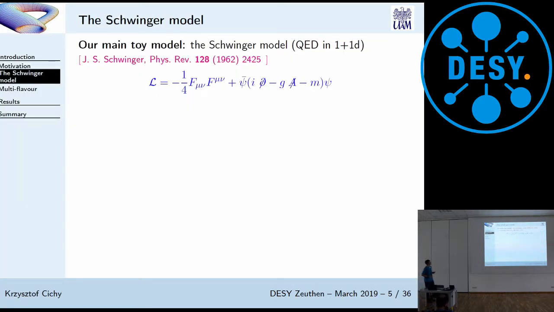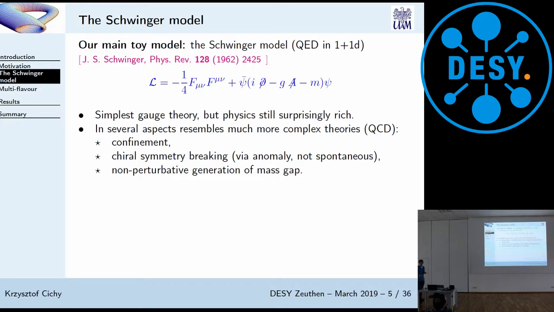So now a reminder of the Schwinger model. It's our main toy model for our applications of tensor network methods. So it's the simplest gauge theory with matter, but the physics is still surprisingly rich. It resembles in several aspects more complicated theories, and QCD in particular, like confinement, the chiral symmetry breaking, or the non-perturbative generation of the mass gap. That was actually the motivation of Schwinger to introduce this model over 50 years ago.